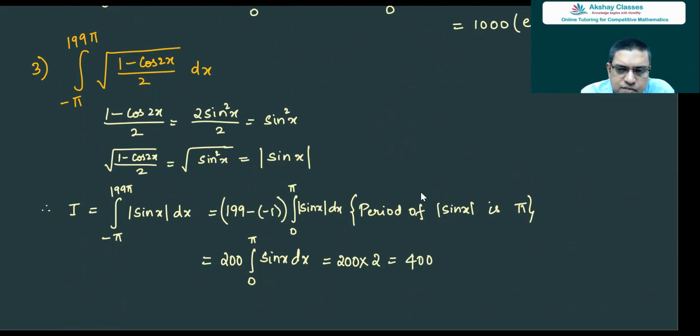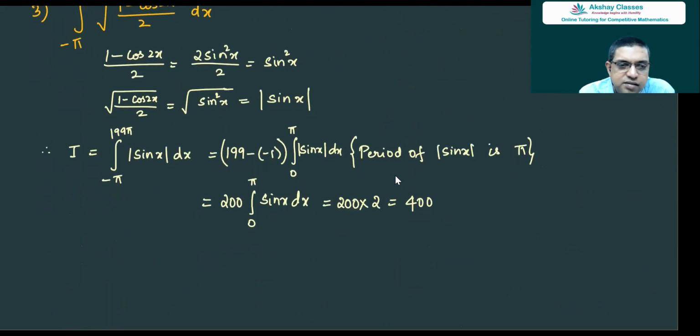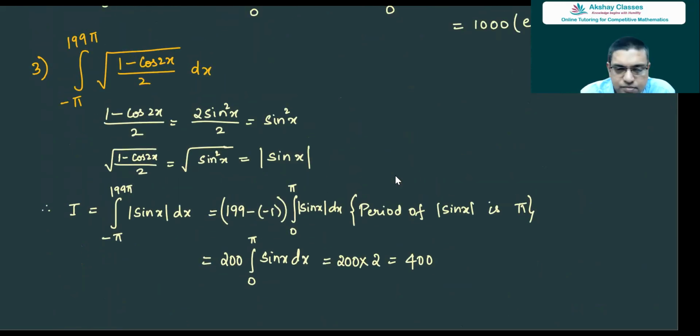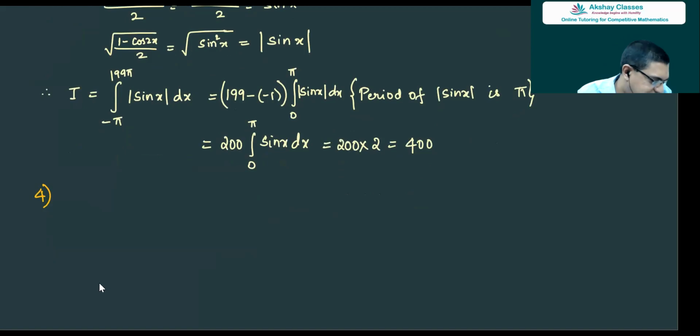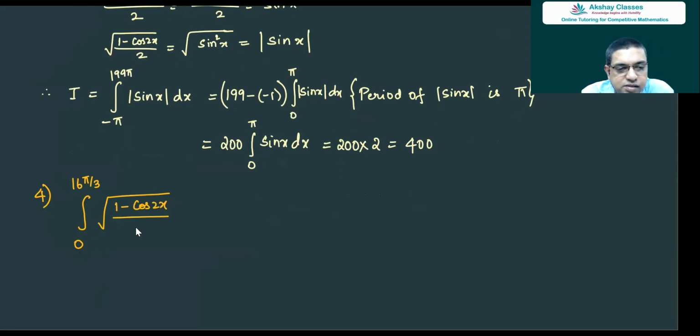Okay. All right. Now the same problem, I'll change the limits. You just see whether you will be able to solve it. I'll see who will do it fast without a mistake. Integral 0 to 16 pi by 3, the same problem, under root 1 minus cos 2x by 2.